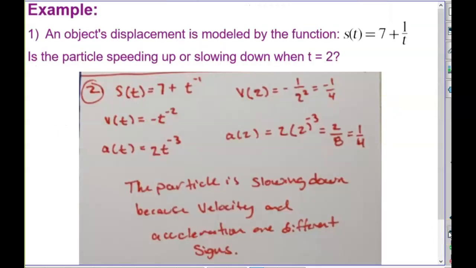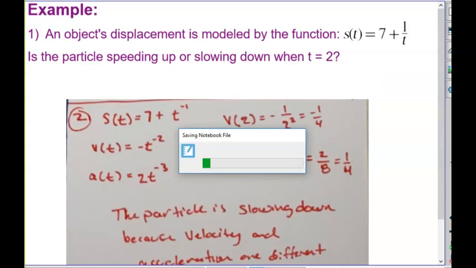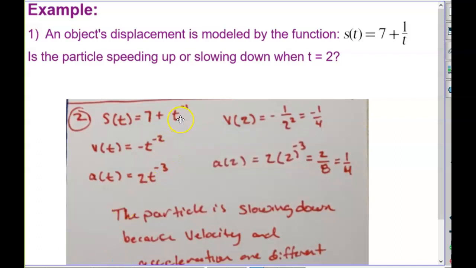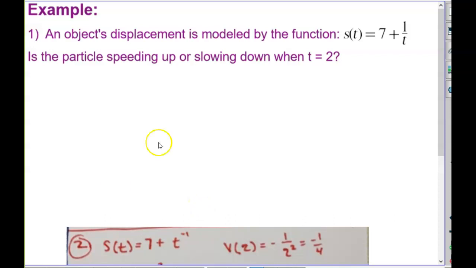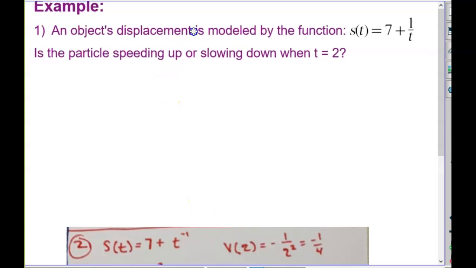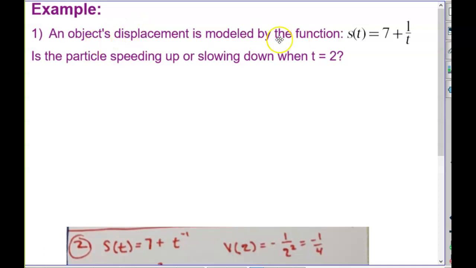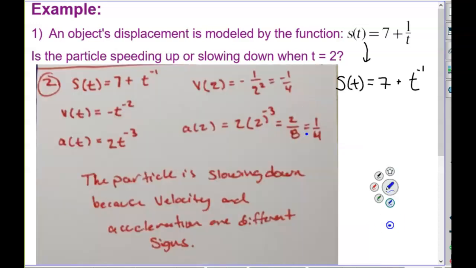All right, so let's look at a couple of problems now. Oops, shoot. Well, there's the answer. I was trying to cover it up, but I can't. So what I'd like you to look at is, let's try this example. This would be a no calculator one. An object's displacement, notice another word for displacement is just position. So here's the position function. Is the particle speeding up or slowing down at time 2? Speeding up or slowing down? Go ahead. I'm just going to highlight what I did.